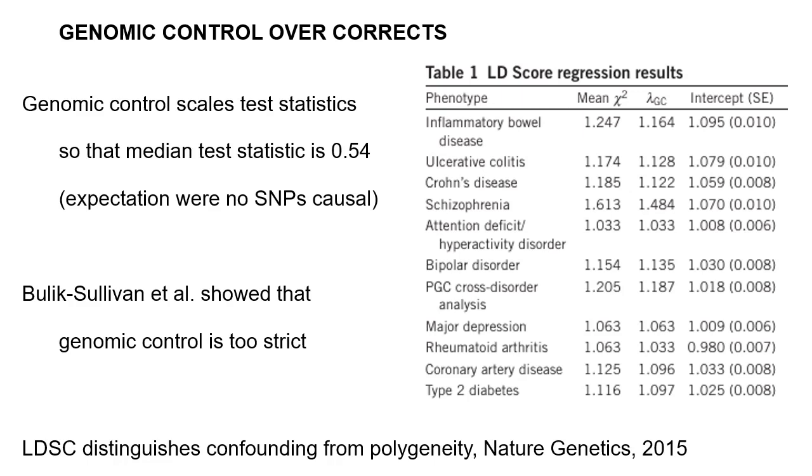So this paper analysed a wide range of traits. Here are a few examples. And so for schizophrenia, genomic control estimates that each test statistic is inflated on average by 48%, whereas LD score regression estimated that the inflation was only 7%. And therefore they showed that genomic control tends to overestimate the confounding and therefore overcorrect.